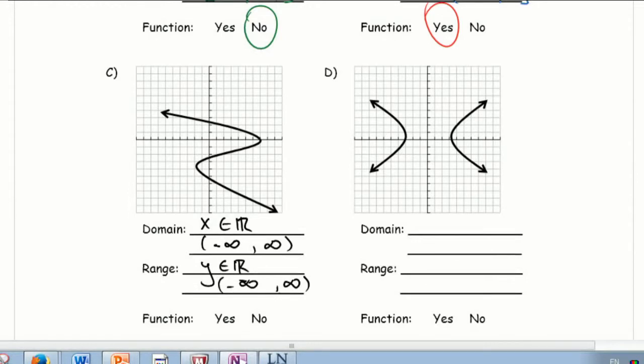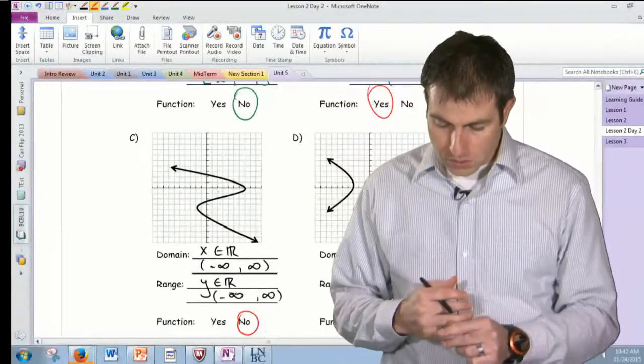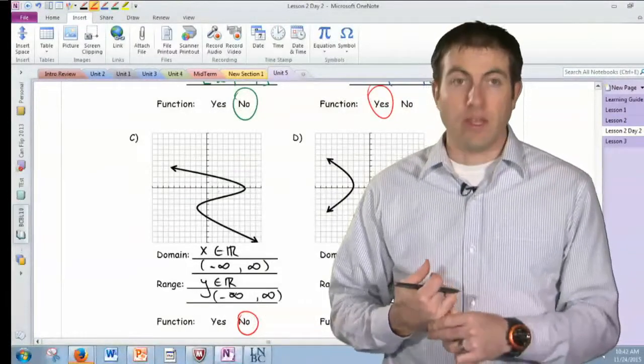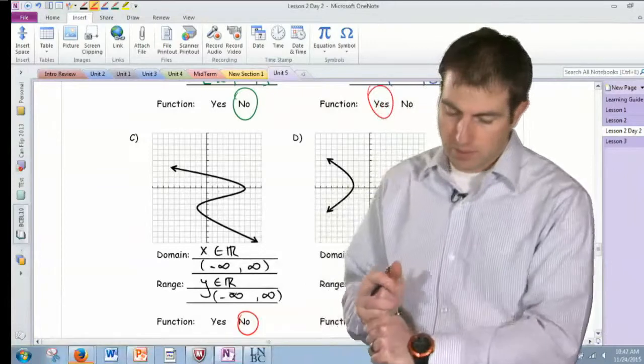Is it a function? No. If I draw a vertical line here, I'm going to hit 1, 2, 3 points. So it fails my vertical line test. Not a function. Looks like we have one more here, and then we can move on to lesson 3.